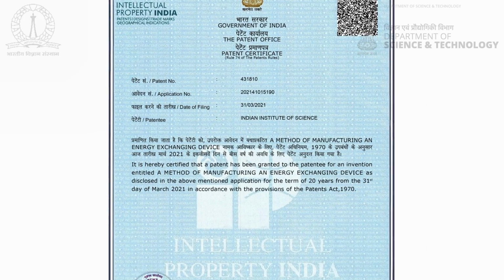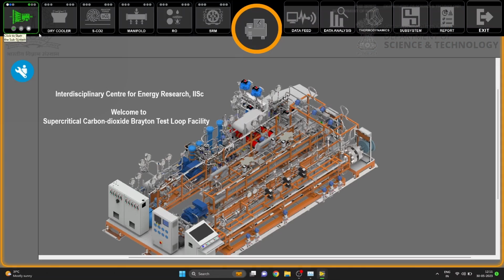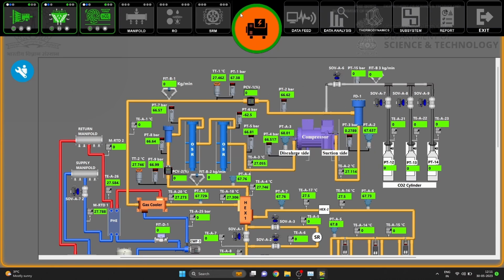A patent has been granted to IISc for a novel method of manufacturing heat exchangers. A number of instrumentation and control techniques are also being devised to allow a stable operation of SCO2 systems, particularly for waste heat recovery and concentrated solar power applications where source temperature can vary significantly.